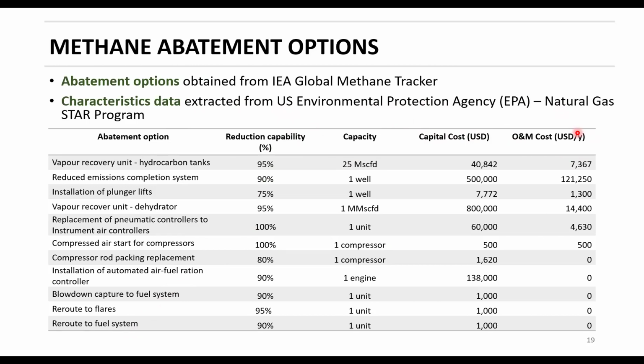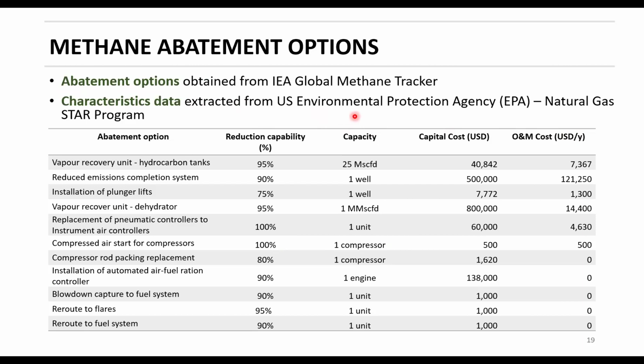Yeah, especially with the workmanship cost and everything like that, you significantly reduce the cost from there. But some, of course, we don't have service providers that offer that service. That's when we have to use references from other published data, or maybe even other service providers outside of the country. All right, and apart from that, the characteristics data, we got it from the EPA's Natural Gas STAR program as well.